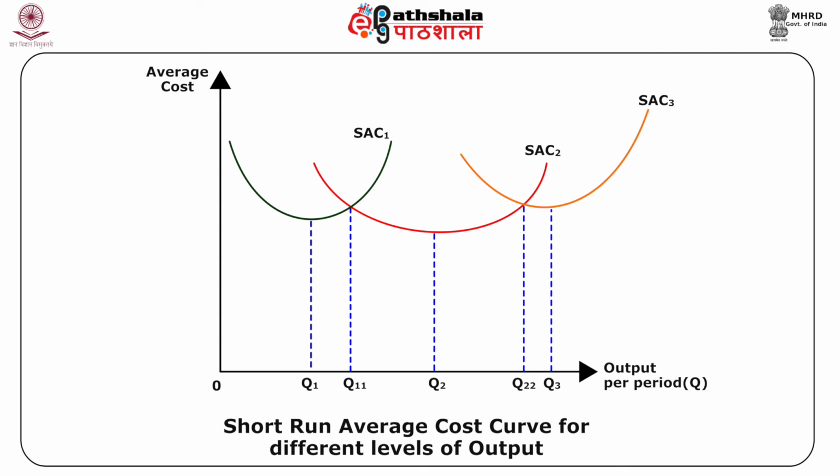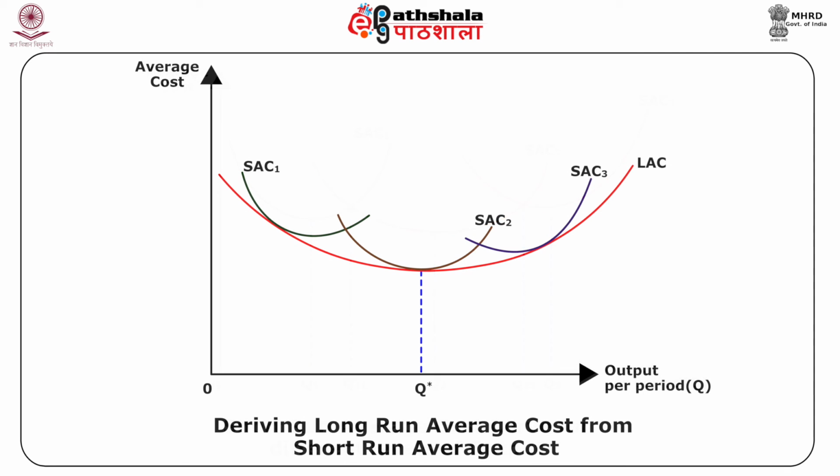Figure 3 demonstrates short run average cost curve for different levels of output. The LAC is derived from various short run average cost curves SAC. In the short run, a firm uses a certain plant size with fixed K and hence a certain SAC. Figure 3. Suppose a firm is at SAC 1. The minimum of SAC 1 occurs at Q1. After Q1, the average cost starts rising.